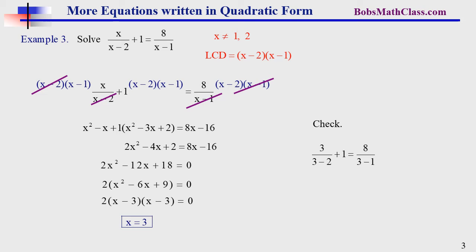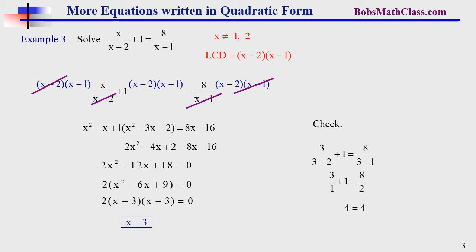Okay, so plug in 3 everywhere you see an x. So 3 over 3 minus 2 plus 1 equals 8 over 3 minus 1. Simplify the denominators. 3 minus 2 is 1, and 3 minus 1 is 2. So 3 over 1 is 3, so 3 plus 1 is 4, and on the right-hand side, 8 over 2 is also 4. So this answer does check. x equals 3 is the correct answer.